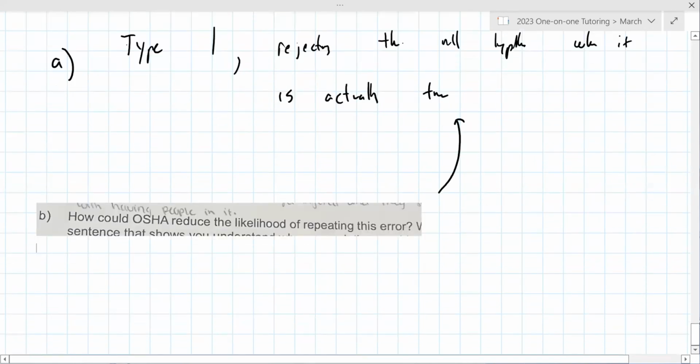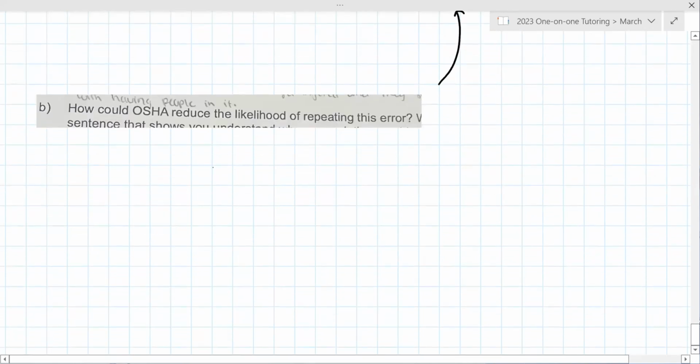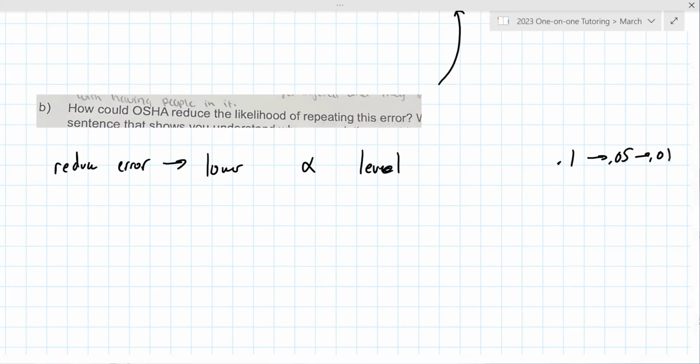The only way to reduce a type 1 error is to lower the alpha level. You've seen a couple of problems where alpha is 0.1, you can make it 0.05, or you can make it 0.01. Lowering the alpha level is the only way to do it.